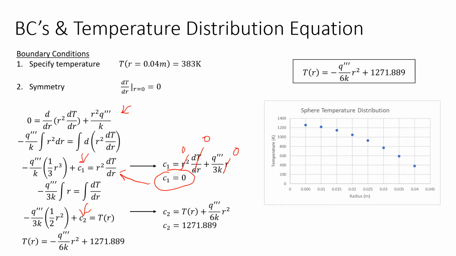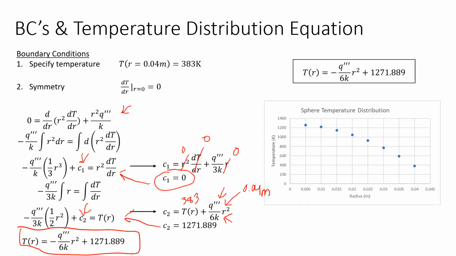For this one, we're able to solve this because we were given the specified temperature boundary condition. So we will plug in our TR, which is 383, and we are given our Q triple prime. We're given our K. And then we need to plug in for R. We have 0.04 meters. That gives us our C2. We plug that right back in, and we get our temperature distribution equation.